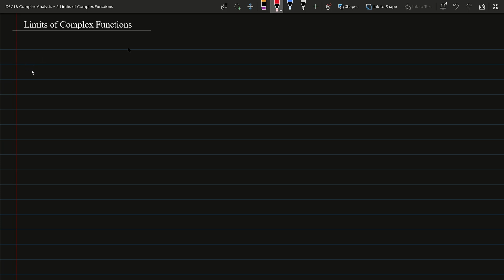Welcome to this video. In this video, we are going to study limits of complex function. As we know, in the real scenario, if we have a function defined from a set A to B, and suppose some x naught is a limit point of A, then we can talk about this concept where limit x tending to x naught f of x is equal to L.